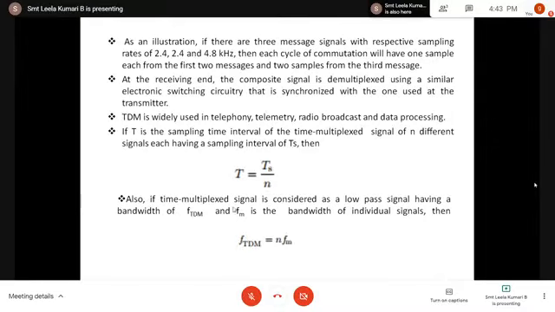Also, if the time multiplexed signal is considered as a low pass signal having a bandwidth of FTDM, and Fm is the bandwidth of the individual signals, then FTDM is equal to n times Fm. That is, the bandwidth of the multiplexed signal is equal to n times the bandwidth of the individual signals.